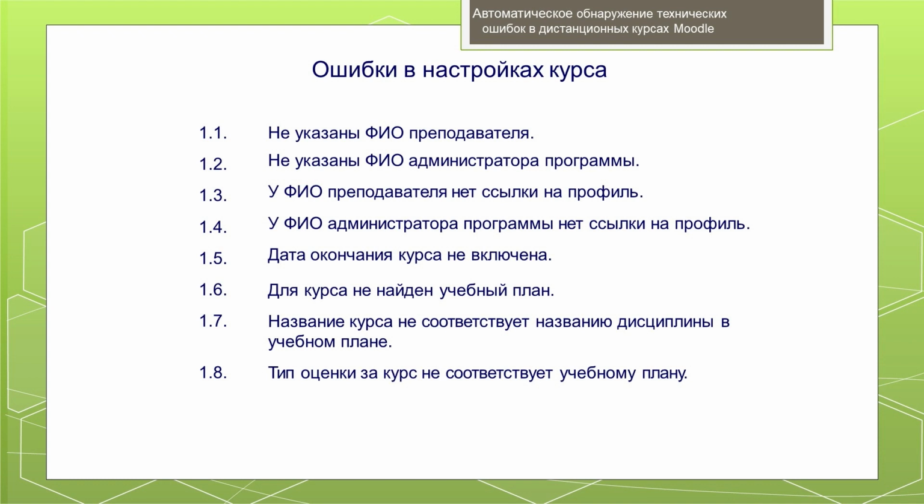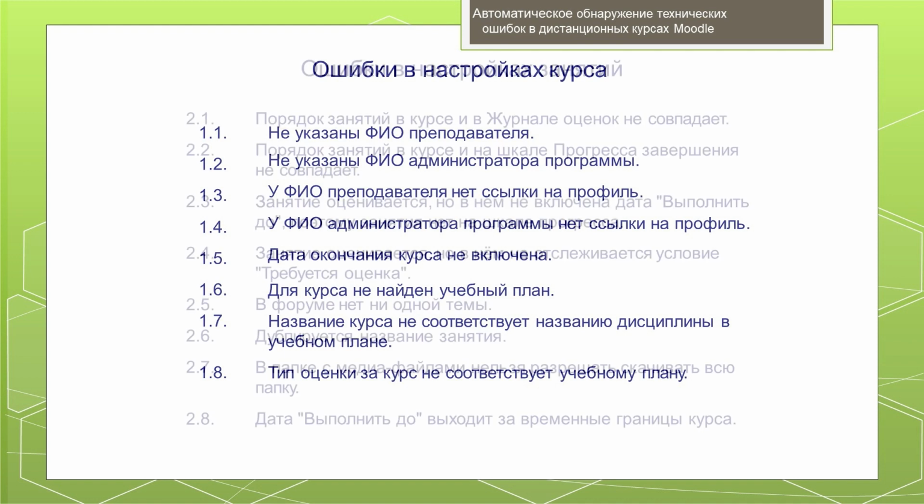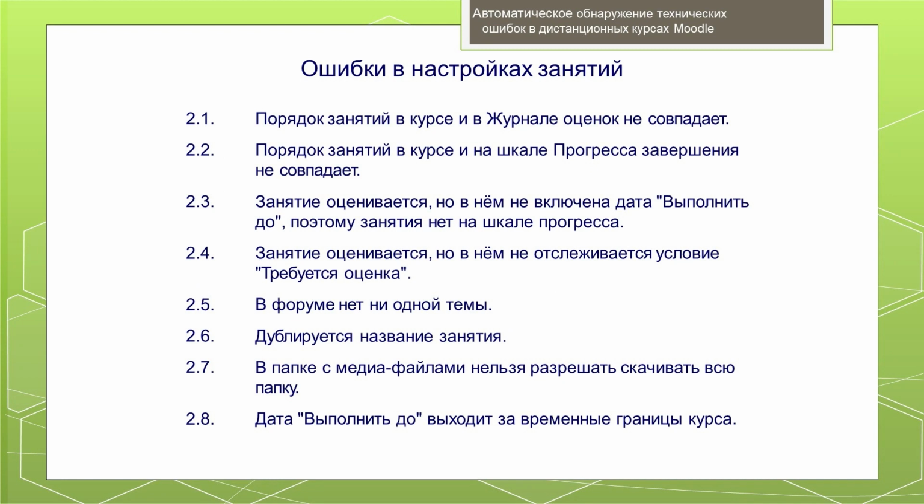On the slide, you can see different types of errors in settings of the course. For errors of this type, formal criteria were developed first of all, but we found that these errors are seen very seldom, and their consequences are less critical for the educational process. So development of the functions for searching for errors of this type has been delayed and is still in the works to complete.